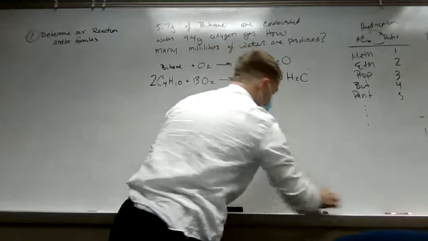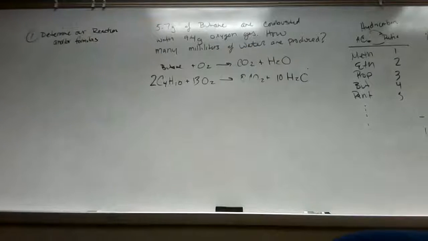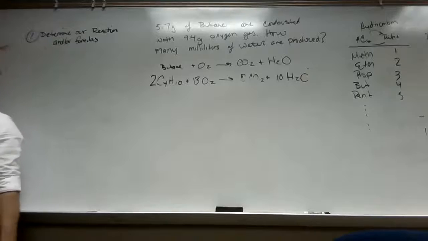We're going to do this one in red. So, we can never go grams to grams. We cannot go from grams of one thing to grams of another thing. But what we can do is go grams to moles, and then moles to moles, and then moles back to grams. Whenever we're given 2 things in grams, we have to convert them to moles.